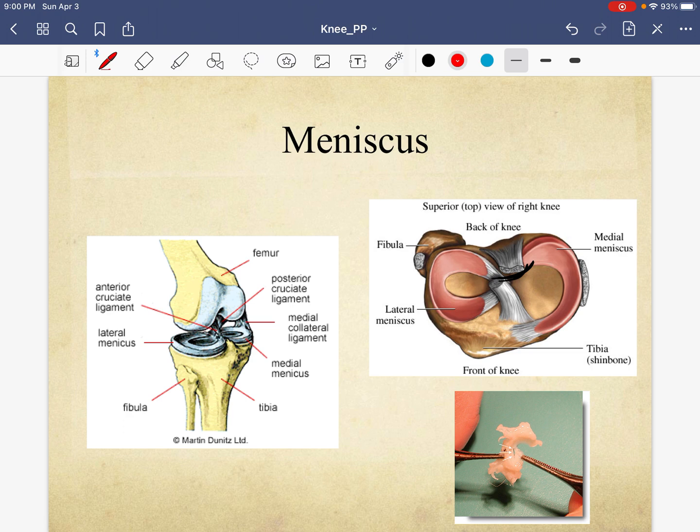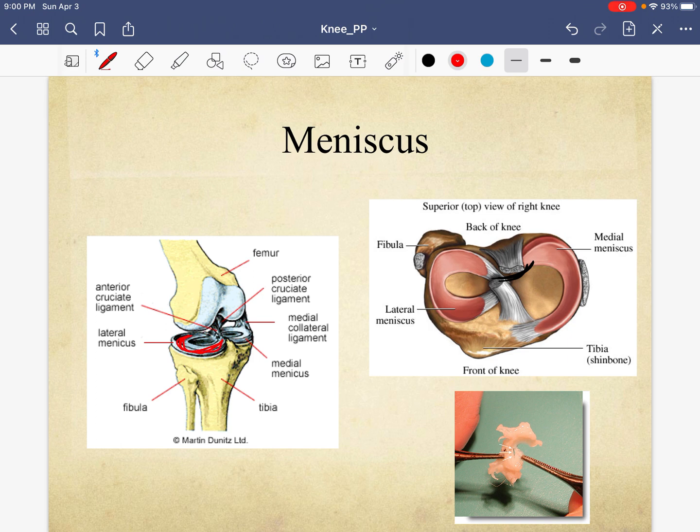Haven't we seen in many joints before an added piece of cartilage? The labrum was an added piece of cartilage in the shoulder and the hip. Well, here we have the probably most commonly known added piece of cartilage. This is in addition to the hyaline cartilage that lines the end of the bones. We have these added pieces of fibrocartilage.